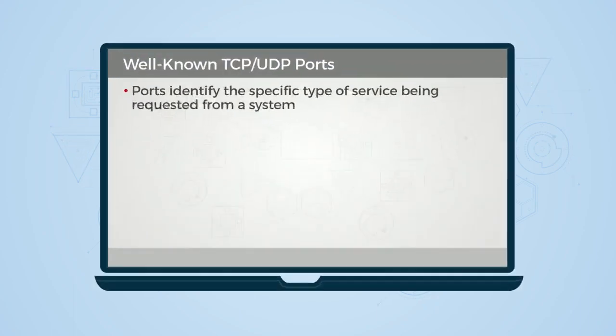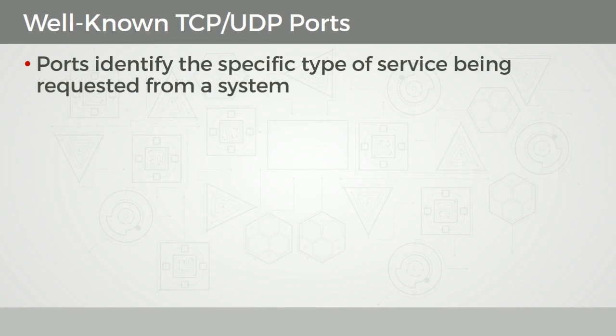Let's take a moment to look at the well-known ports that are used by TCP and UDP. Remember, these are layer 4 protocols, so they do use port numbers to create their sockets. Now, a well-known port is basically a port below number 1024. We also call these the service ports because these are used to identify the specific type of service that's being requested from the client system. So, for example, in the IP header, this would be the destination port or the service port.